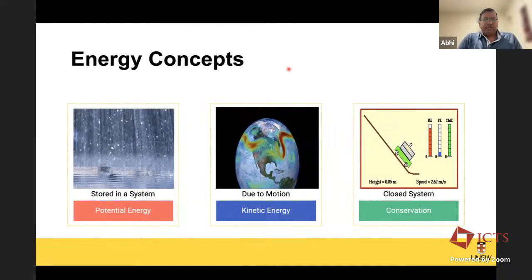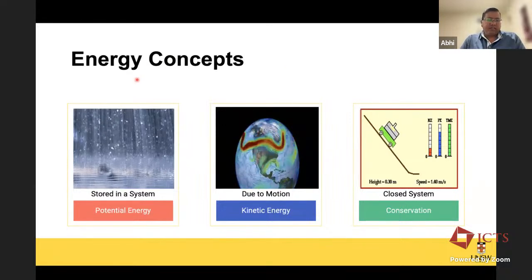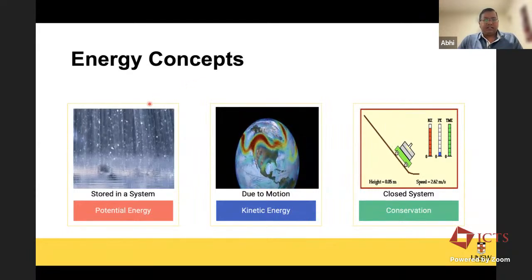So energy, as you know, is the main driver for all human beings and all the other processes that happen in the atmosphere as well. To start off, most importantly, we have the potential energy stored in a system. For example, here we have rain droplets falling on the surface. From a height, when it falls, it starts gaining speed, and that's how potential energy changes to kinetic energy.